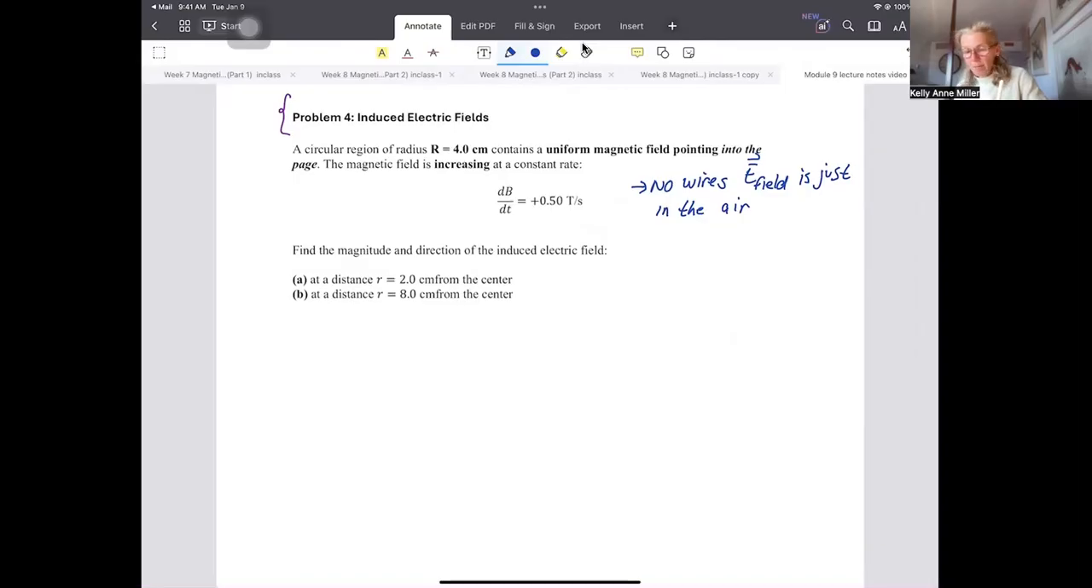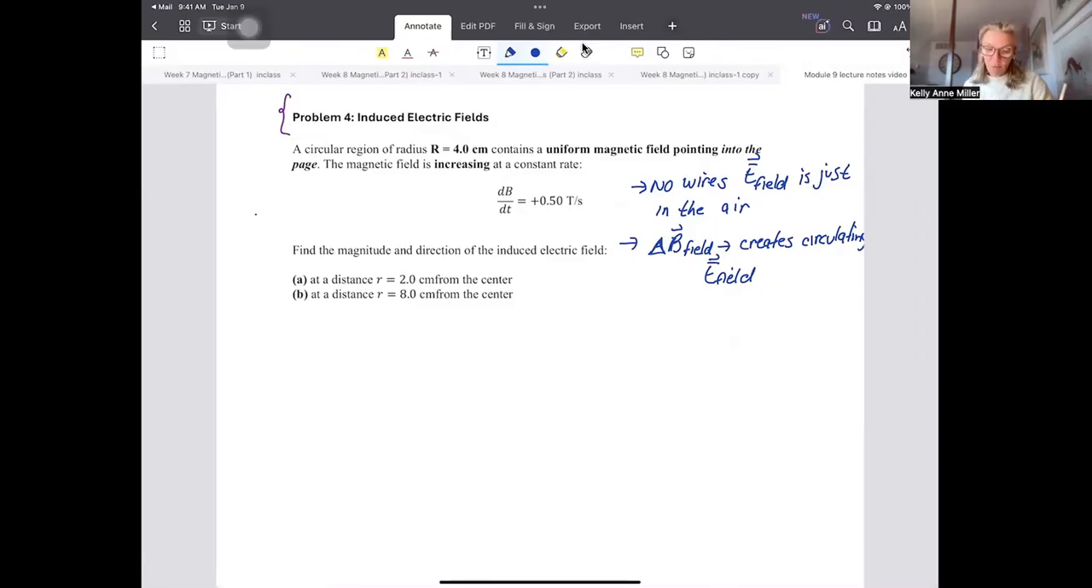Okay. Another thing is the changing B field creates circulating E fields. So there will be closed loops. That's another special thing about induced E fields that are different from an electrostatic E field, is that the E field for an induced field is only in closed loops.